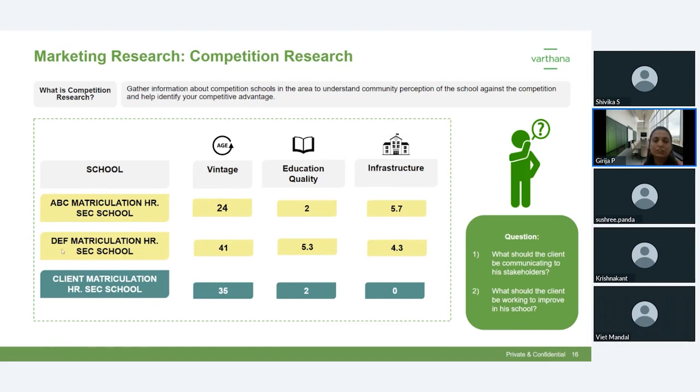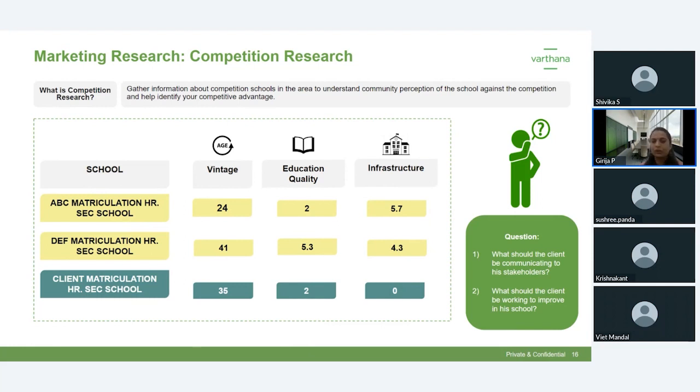So here you can see DF Matriculation School. They are a very old school, 41 years old. Their education quality is better than the other two schools, but one of the improvement areas is the infrastructure. They are not doing that great as compared to ABC Matriculation School. So here is their weakness, and here you can hit it and attract the parents to add their children to your school. So this is how you can use this competitive research to know more about what competitive schools are doing within the area.